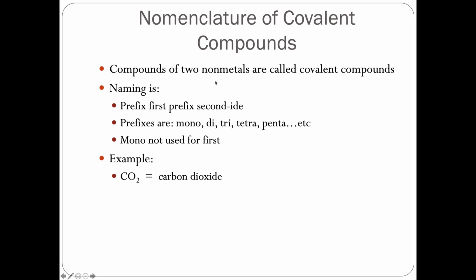For the rest of the covalent compounds, we use prefixes. We use prefix, first element name, prefix, second element name, and for the second one we make an "-ide" suffix. The prefixes are mono, di, tri, tetra, penta, hexa, hepta, octa, nona, deca. For the first element, if it's just one, we don't say mono. So here we say carbon dioxide, not monocarbon dioxide. And the name is literally carbon and 2 oxygens.